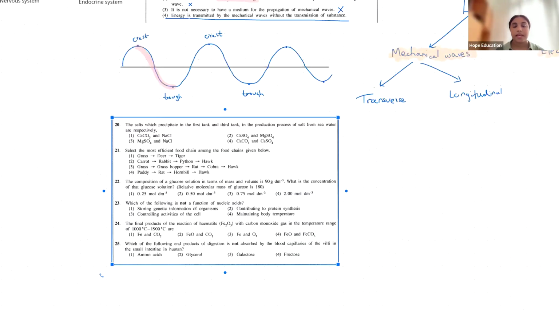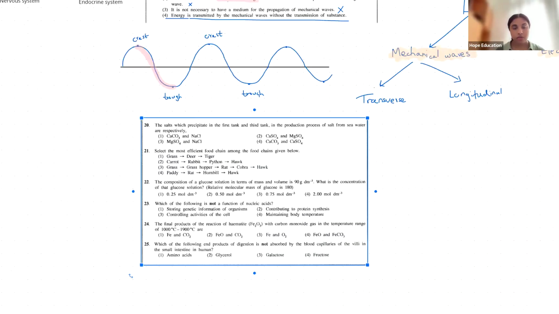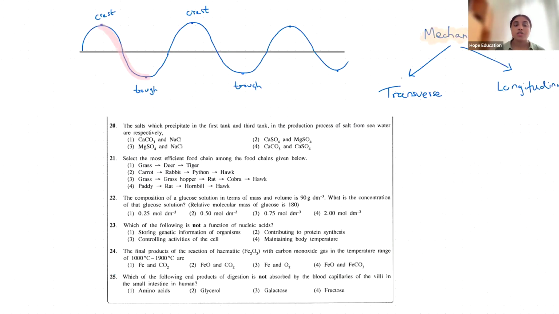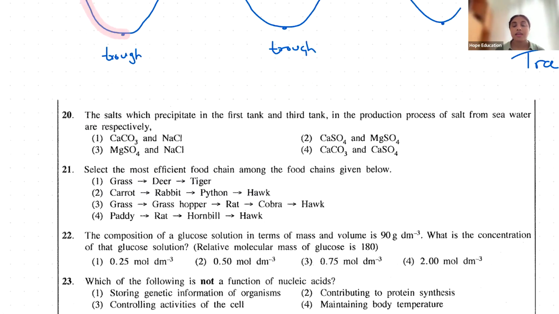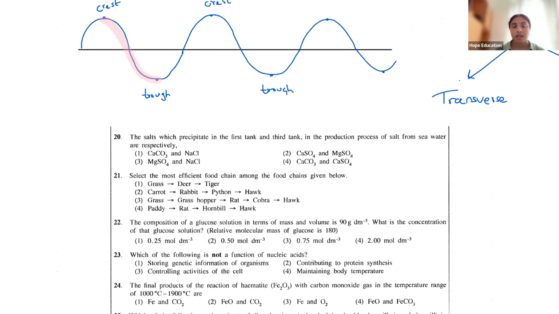Okay. Let's move on to the 20th question. The salts which precipitate in the first tank and the third tank in the production process of salt from seawater. I think when we were doing the revision, we talked about the extraction of salt from seawater, right? We revised it. But we'll just talk about it a bit again.